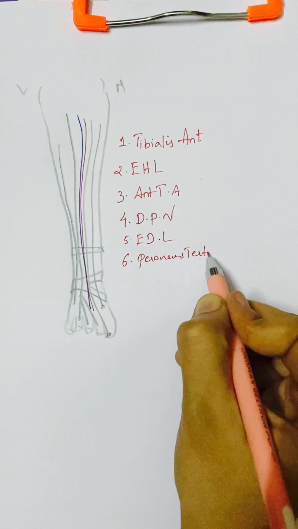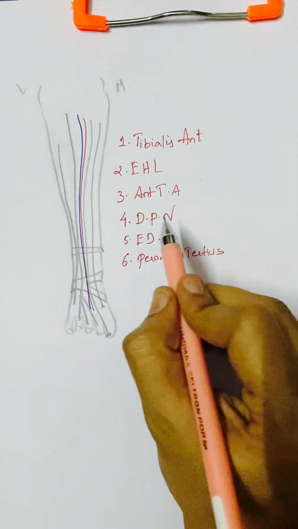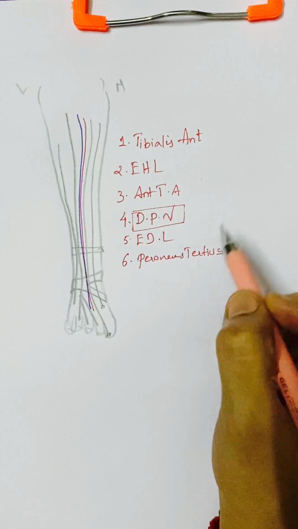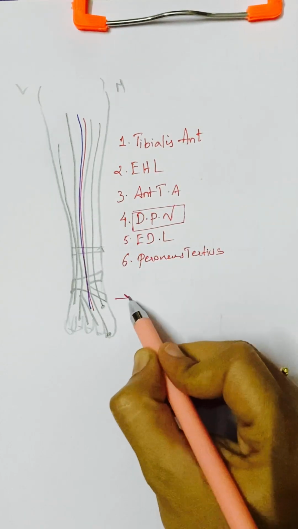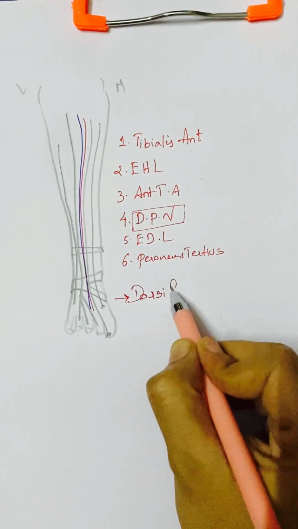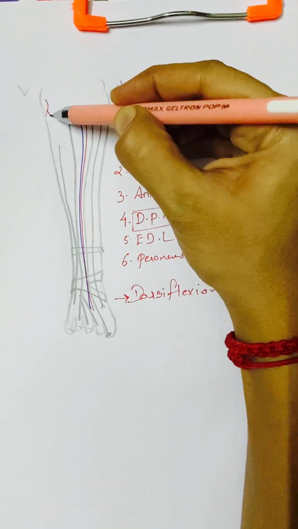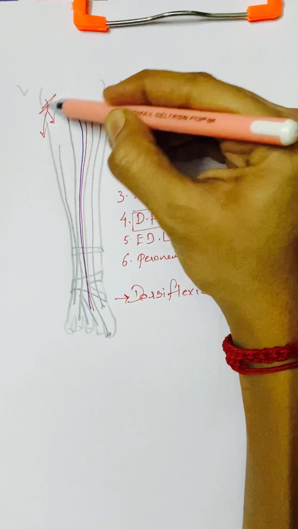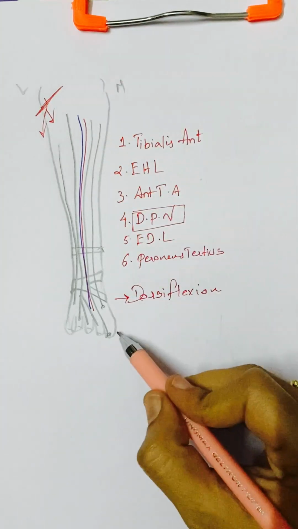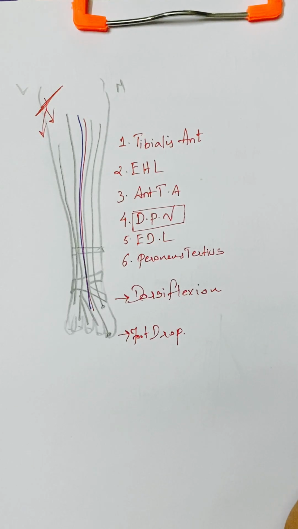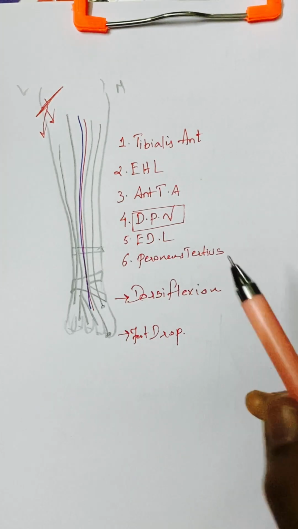All the anterior compartment muscles are supplied by deep peroneal nerve. So all the muscles cause dorsiflexion of ankle joint. When there is fracture at the neck of fibula, the common peroneal nerve gets injured, where the dorsiflexion is not possible, which results in foot drop.